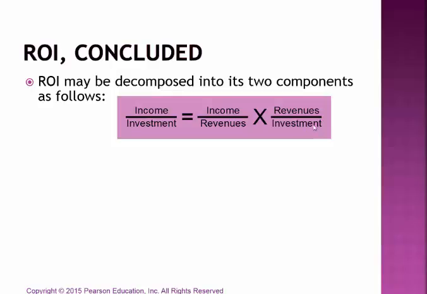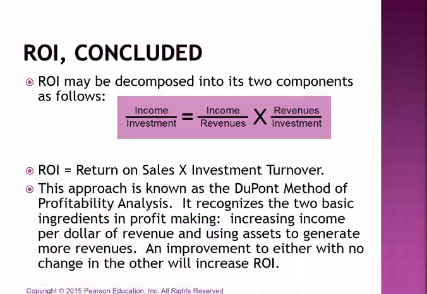And these two together, notice that revenues and revenues are on opposite sides, thinking back algebraically, how we can go about eliminating something. We've got income now over investment, which is our ROI formula. So we basically just decomposed return on investment into return on sales and asset turnover. This approach is known as the DuPont method of profitability analysis.